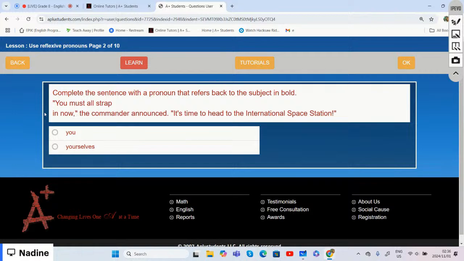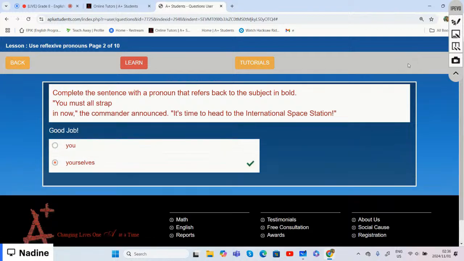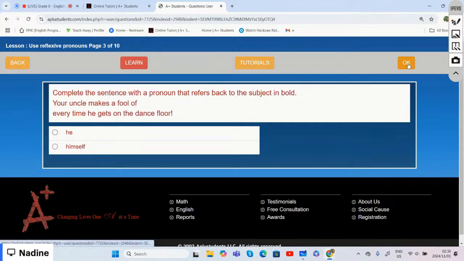All right. And if we were to choose the correct reflexive pronoun that refers back to our subject, then yes, we will say option 2, yourselves refers back to our subject. So we will say, you must all strap yourselves in now, the command announced, it's time to head to the International Space Station. So well done. Yourselves refers back to our subject.